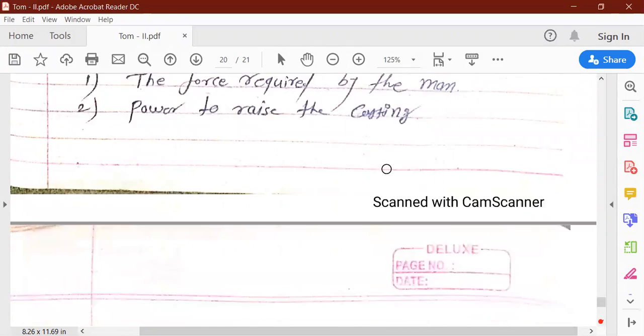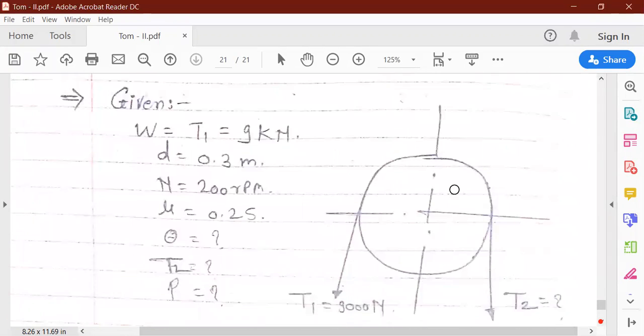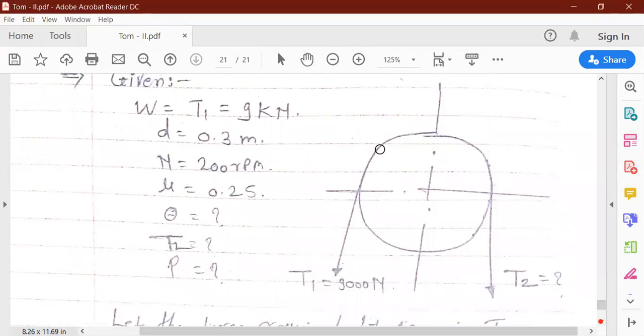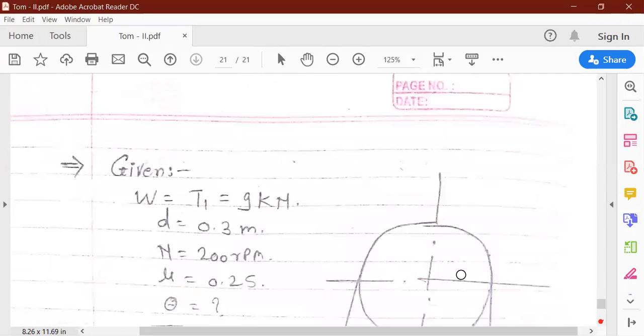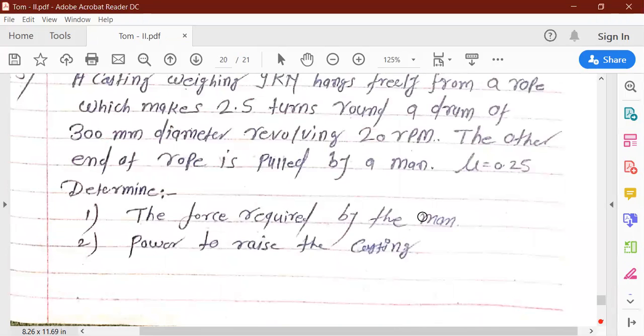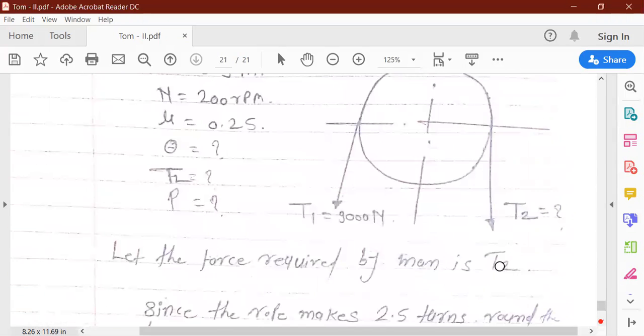So first we see what the condition is. Simply, this is a rope pulley. One end is attached to the 9000 Newton weight of the casting, and T2 is the force handled by a man. So we have to find this T2, the force required by the man. Here is a man who is pulling this weight by using this pulley. So here the rope is turned 2.5 times.